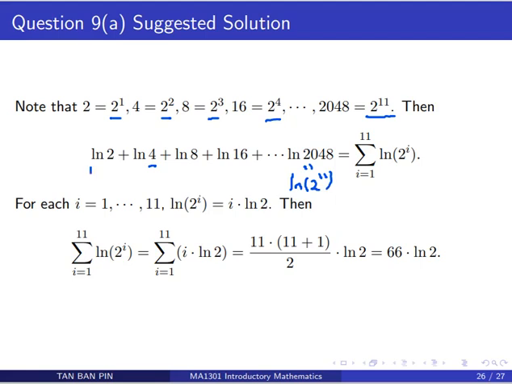So every term you can rewrite as ln 2 power something: ln 2 power 1, ln 4 is ln 2 power 2, 8 you write as 2 power 3. So every term is of the form ln 2 power i. And this is a1, a2 until a11. So you can write it in sigma notation as summation i from 1 to 11 because there are 11 terms. Each term is of the form ln 2 power i. So we can give this as an answer to the first part.